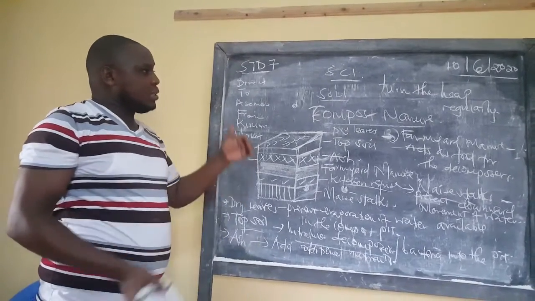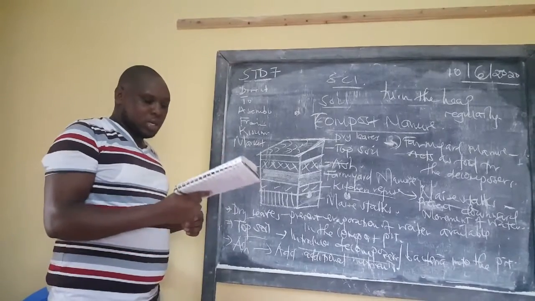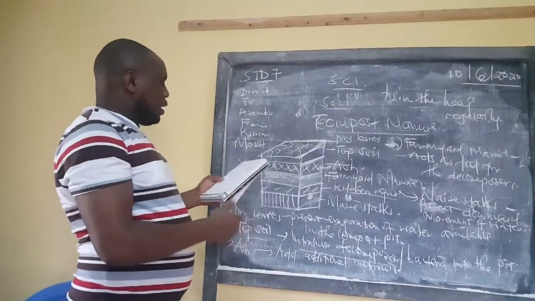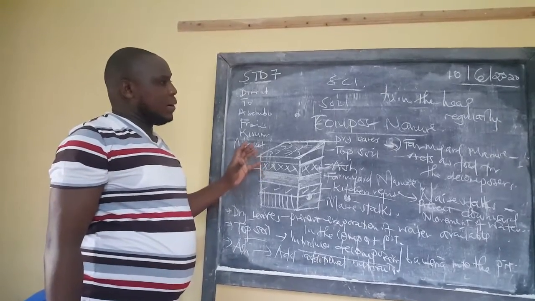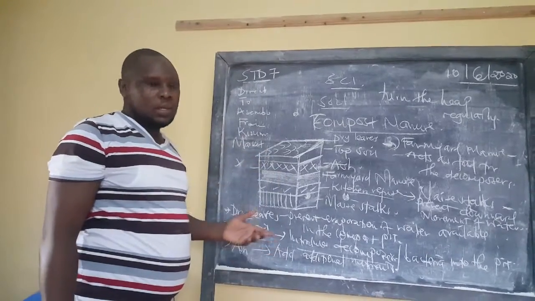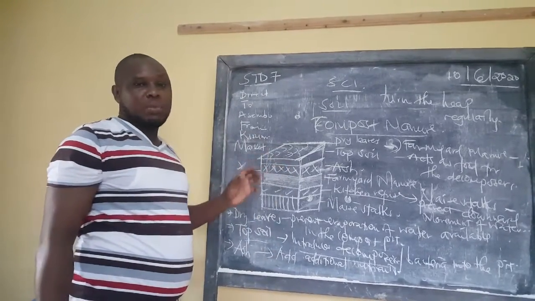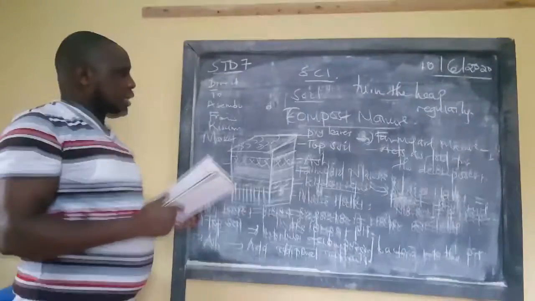And this one is done occasionally. Ensure that we turn the heap occasionally. Then this heap, for any particular time we are doing this, can take 4 weeks. So within 4 weeks, this one is said to be ready to be used in the shamba.